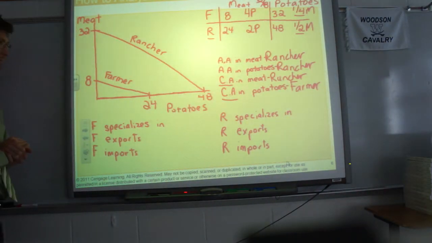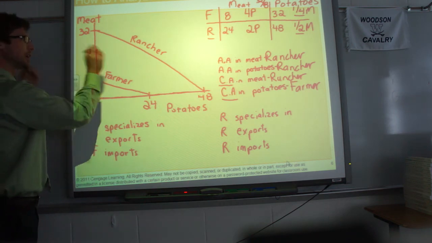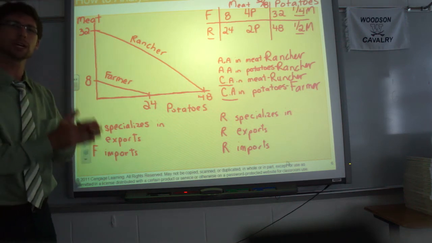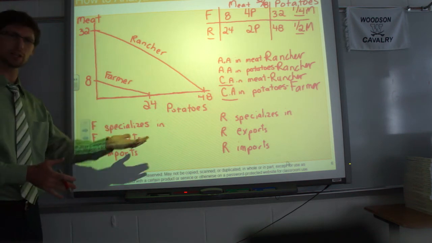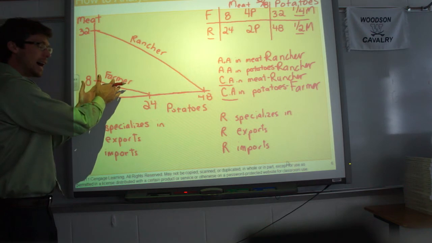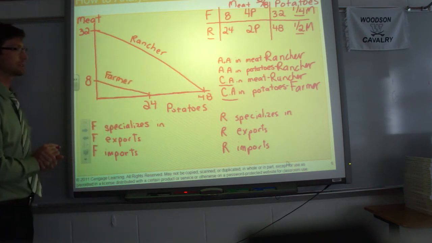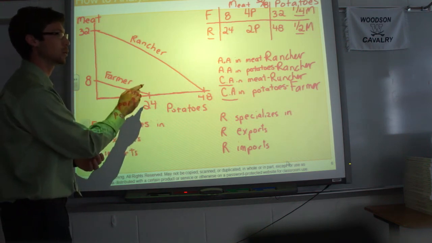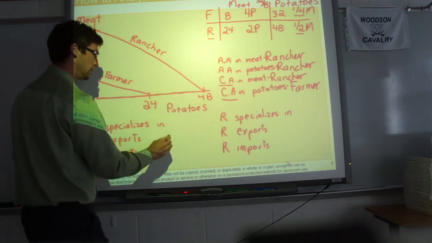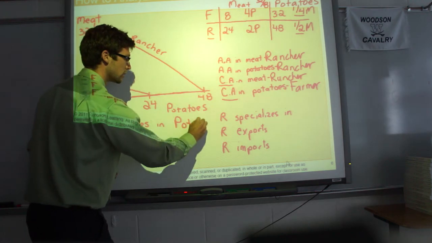So now a couple of new terms. F stands for the farmer. What should the farmer specialize in? Remember that this production possibilities frontier is to illustrate one of the core concepts of economics, that people can gain from trade. If you specialize in one thing and then trade for all others, you're actually going to be able to consume outside of what you yourself can produce. So what should F specialize in? F should specialize in what they have a comparative advantage in. That would be potatoes. So the farmer is going to specialize in potatoes.